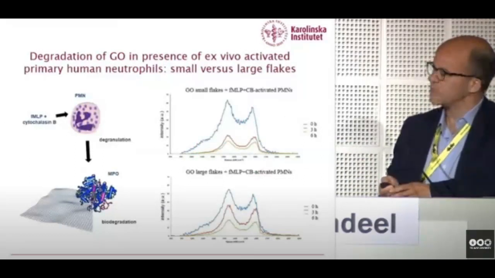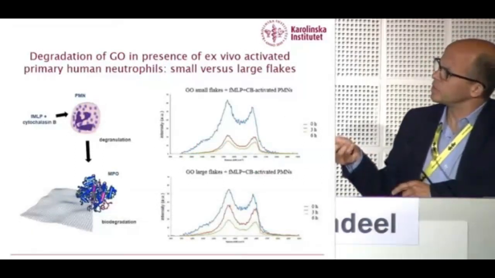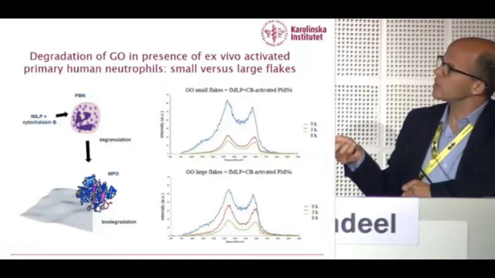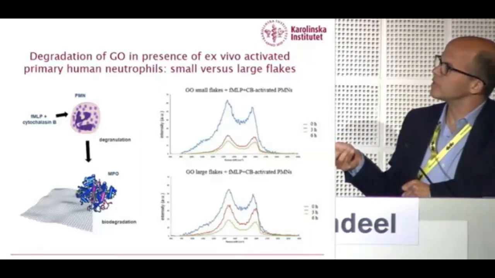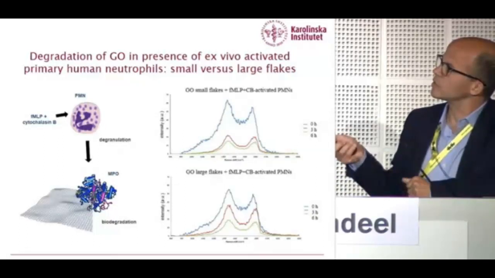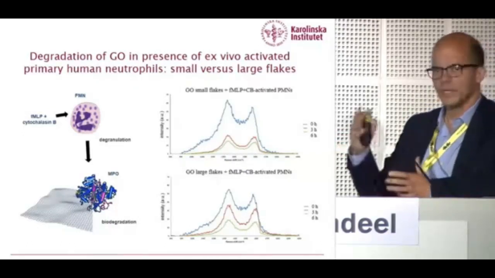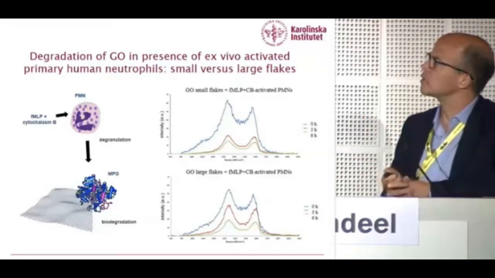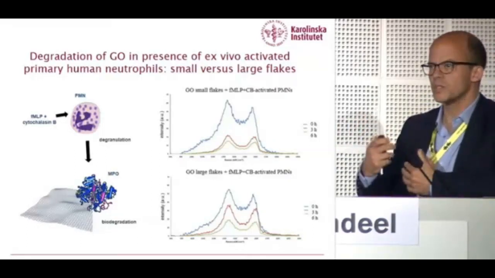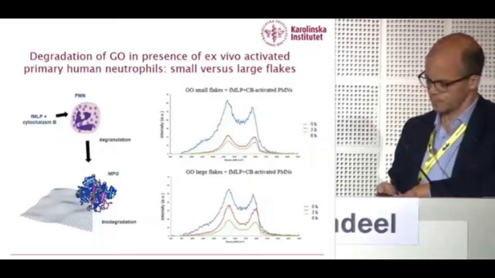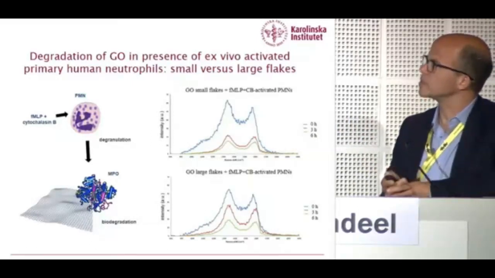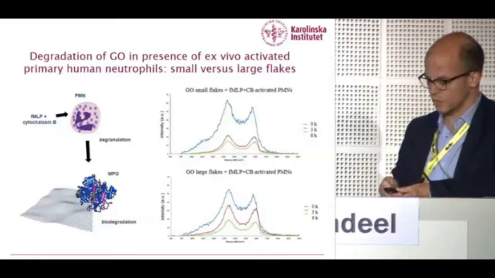Finally, we also asked whether activated neutrophils, which are activated with the agonists shown here, can also degrade graphene oxide. So activated neutrophils will release myeloperoxidase, and we then asked the question, will this degrade graphene oxide? Again, using Raman spectroscopy, we see both for small flakes and for large graphene oxide flakes at the bottom here, a time-dependent degradation. And perhaps not surprisingly, it's more efficient, or more rapid, I should say, for the small graphene oxide flakes. So this is the first demonstration of neutrophil-mediated degradation of graphene oxide.